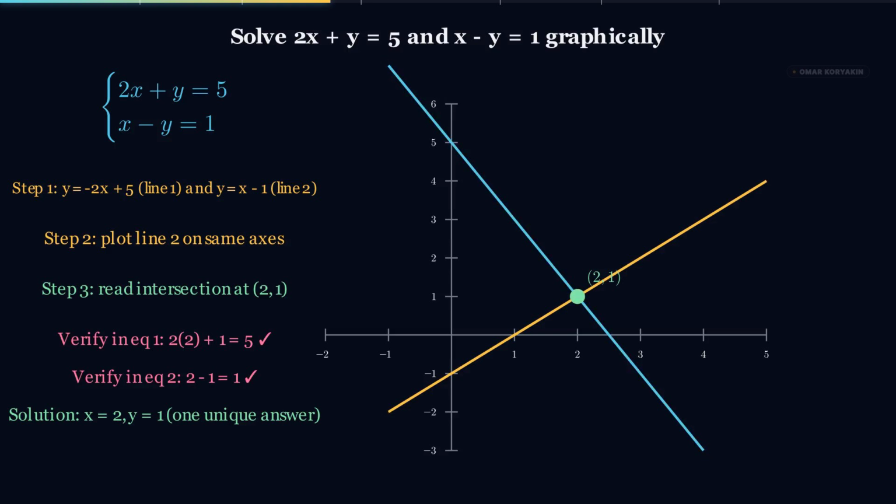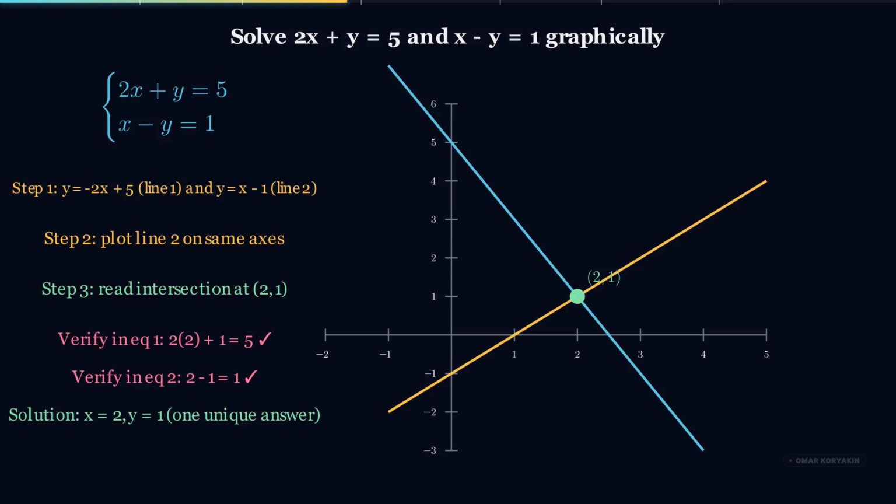The big lesson from this example is the graphical method workflow. Convert both equations to slope-intercept form, plot the two lines, locate the intersection visually, and verify by substitution. The procedure works cleanly when the intersection has integer coordinates that can be read accurately from the graph.